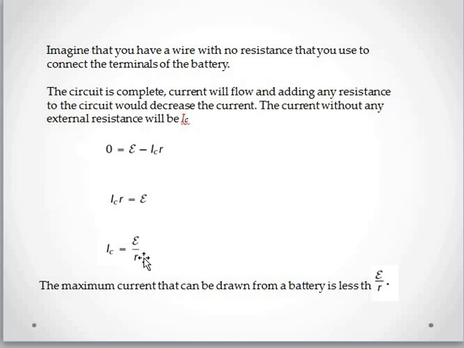So if you know your internal resistance and you know the epsilon, the critical current that can be withdrawn from that battery is epsilon over r. So that is the maximum current, which is the critical current of that battery.